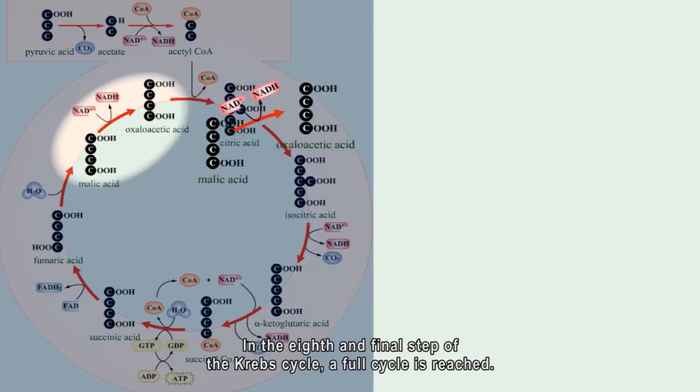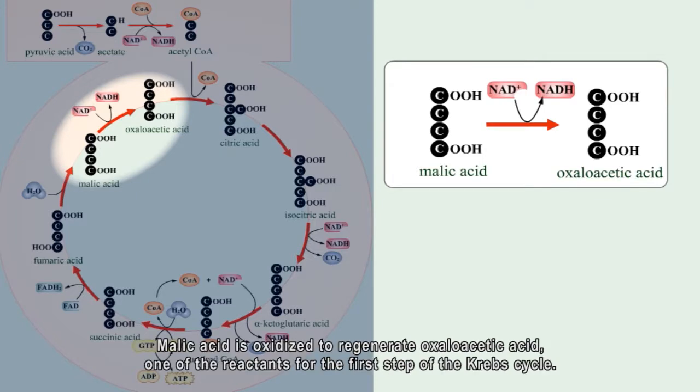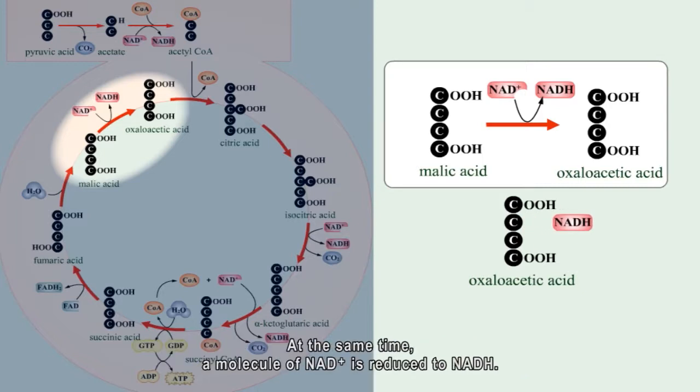In the eighth and final step of the Krebs cycle, a full cycle is reached. Malic acid is oxidized to regenerate oxaloacetic acid, one of the reactants for the first step of the Krebs cycle. At the same time, a molecule of NAD is reduced to NADH.